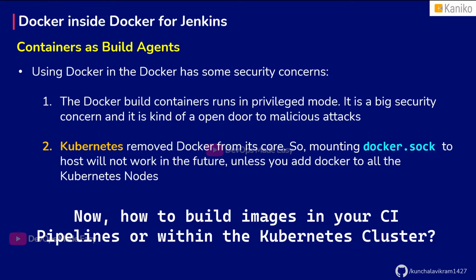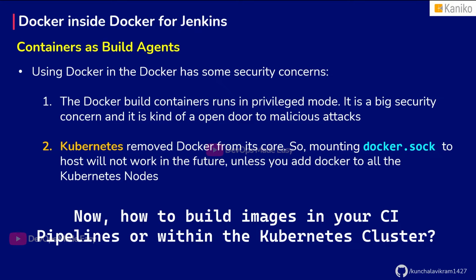So one such concern is that Docker build containers run in privileged mode. This is a big security concern because we are indirectly opening the door to malicious attacks. Anyone who has access to the Jenkins container, or anyone with the proper access to the Jenkins UI, can create pipelines that fetch any image from the outside, and the Jenkins container can run that image. So unnecessarily we are giving privileged mode access to the Jenkins container.